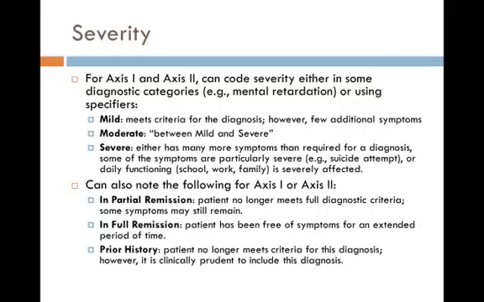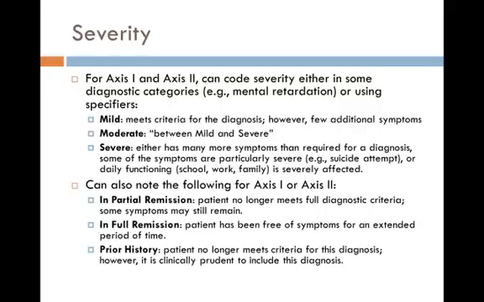It also can be noted that with Axis 1 or Axis 2 that persons can be in either partial or full remission, as well as the importance of having a prior history of having an Axis 1 or Axis 2 diagnosis despite the remission that might have occurred. It gives notice to whether or not the person has ever had a history of such a disorder.